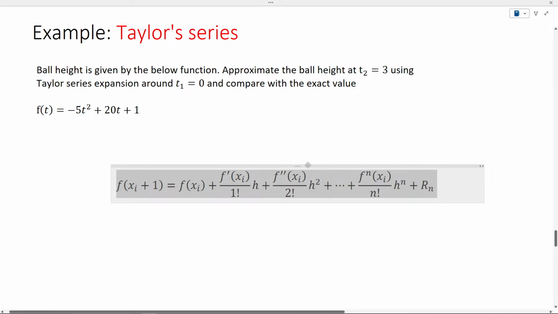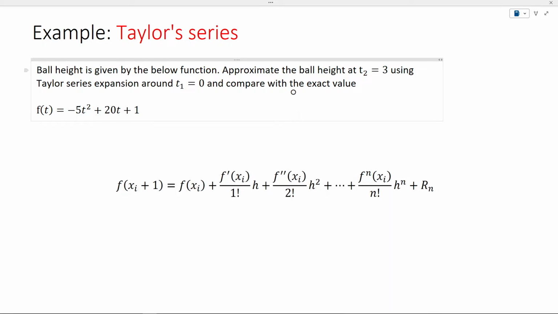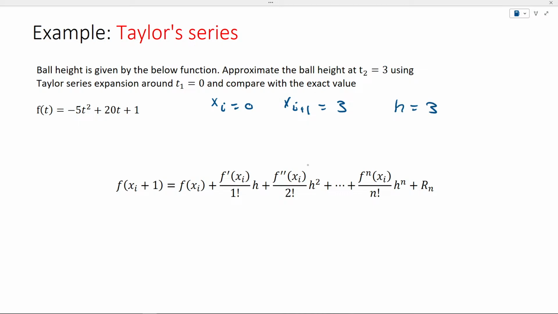Okay, so we can easily do this. What is x_i plus 1? That is equal to 3. What is x_i? That is equal to 0. What is h? That is equal to 3 minus 0. And now, what is the true solution? Because I want to know the true solution. So basically, I want to find f of x_i plus 1, so that is f of 3.